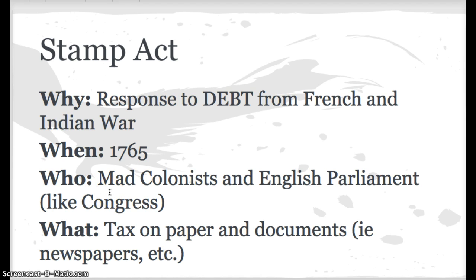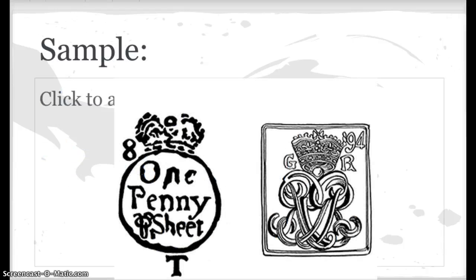Who? Very mad colonists and the English Parliament, which remember is like the US Congress. They make decisions for citizens. The citizens have voted for them. Here are some sample stamps they'd have. If you didn't have this stamp, you couldn't distribute paper or pamphlet, anything, books, etc.